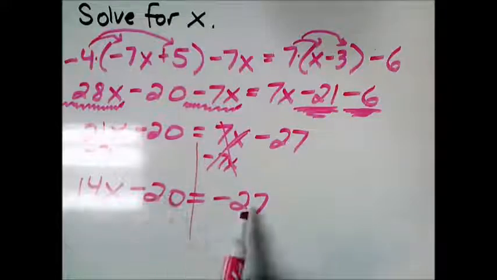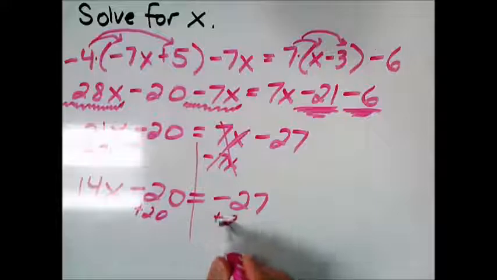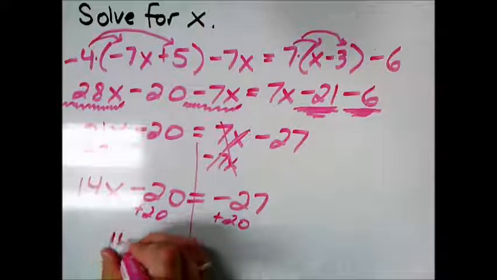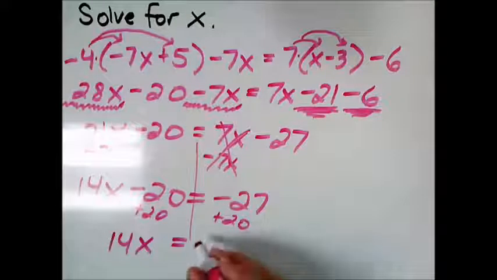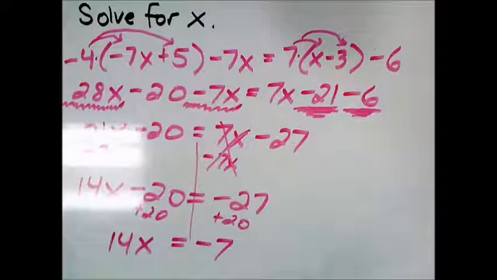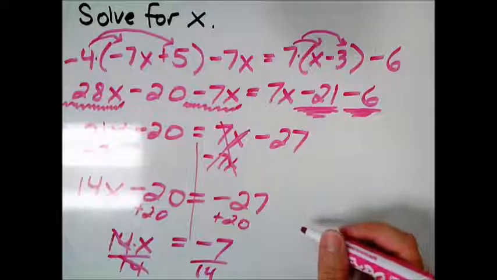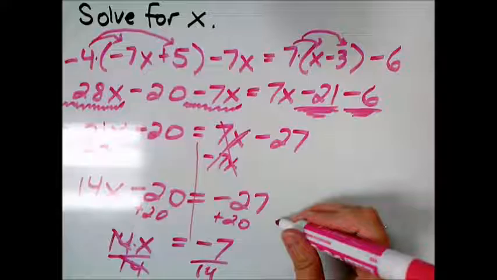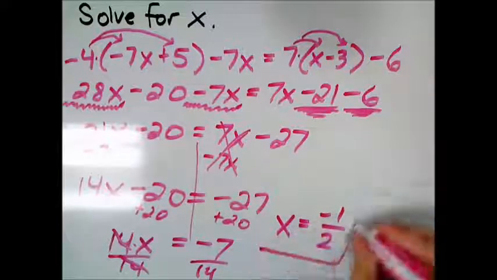And so now I want all the numbers on the right if I have all the x's on the left. So I'm going to add 20 to both sides of the equation. And so 14x equals -27 plus 20, which is -7, since -27 is bigger. And now last thing, this is 14 multiplied by x, so if I divide both sides by 14, then I'm almost at a final answer, but I have to make sure if it's a fraction it's reduced all the way. And so -7 over 14 reduces to, divide them both by 7, -1/2.